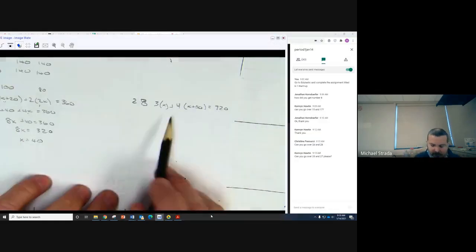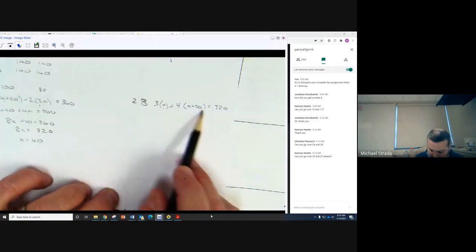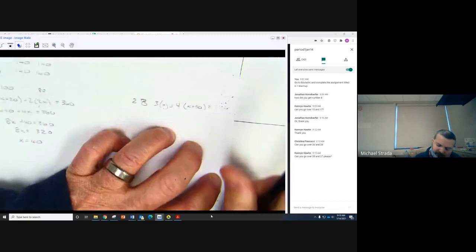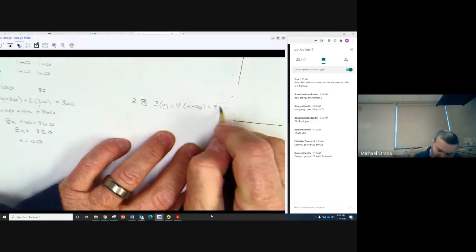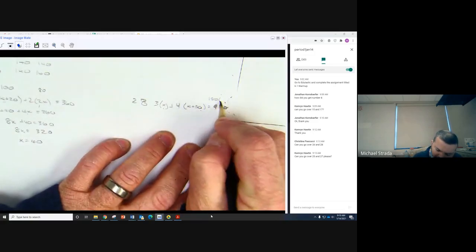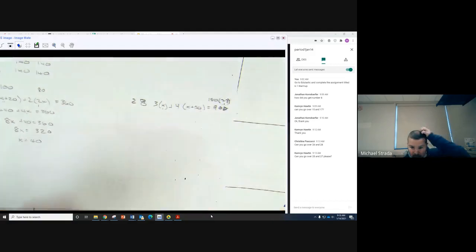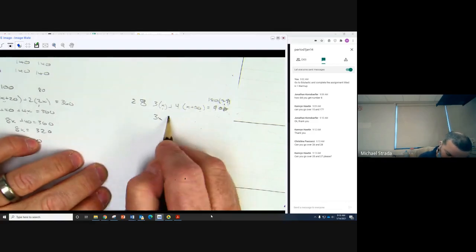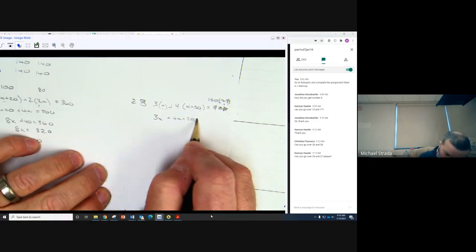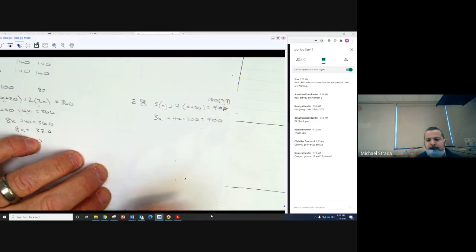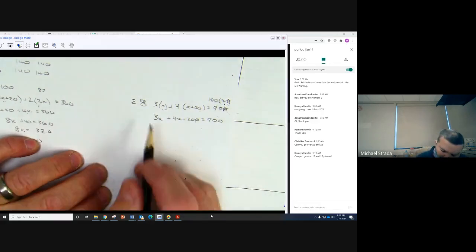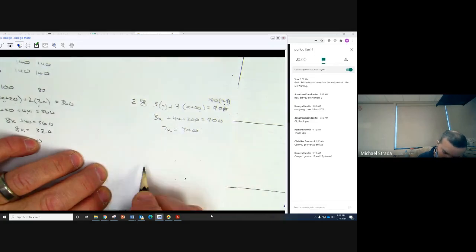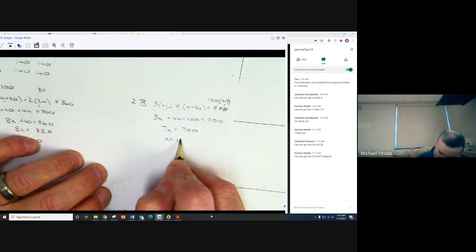3 times x plus 4 times x plus 50 equals, and it is a 7-sided figure, so that adds up to 900 because it's 180 times 7 minus 2. All right, 3 times x is 3x. 4 times x plus 50 is 4x plus 200 equals 900. 3x plus 4x is 7x. 7x equals 700, and x equals 100.